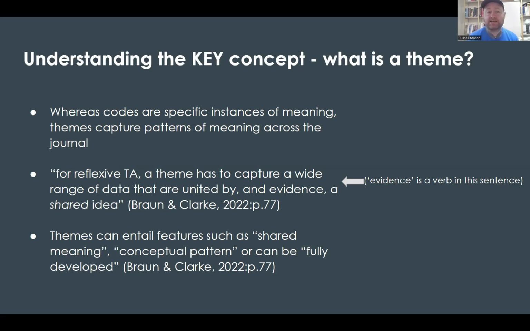Braun and Clarke also say themes can entail features such as shared meaning or a conceptual pattern, or they can be fully developed. Those are three phrases that they use to talk about themes in their writing. So they could have a shared meaning, and would therefore have a shared code, I think, in the previous stage, or they could reflect a conceptual pattern, or they could be fully developed.